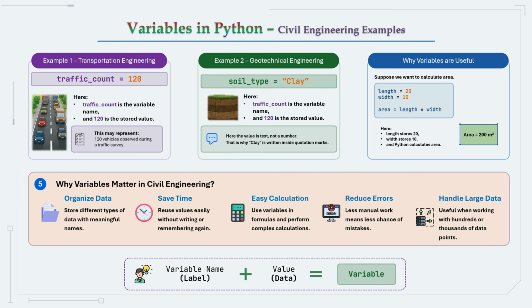In the next session, we will continue our learning by understanding two important concepts in Python programming: rules for naming variables and data types. We will learn how to write variable names correctly, what are valid and invalid variable names, and different types of data that Python can store.